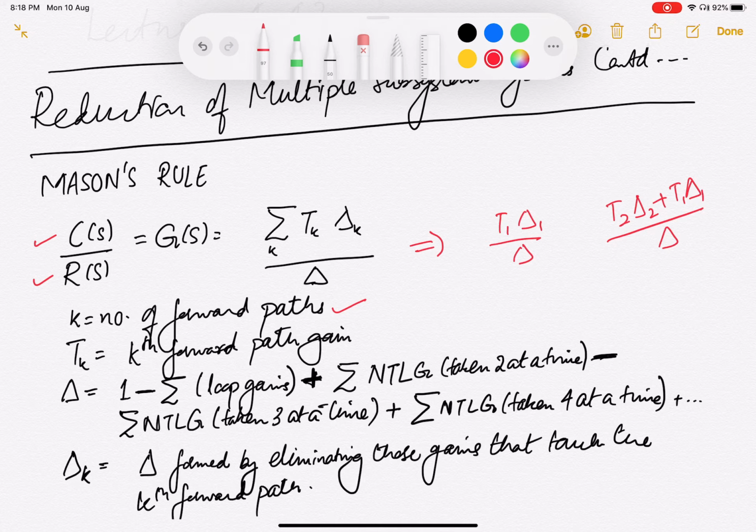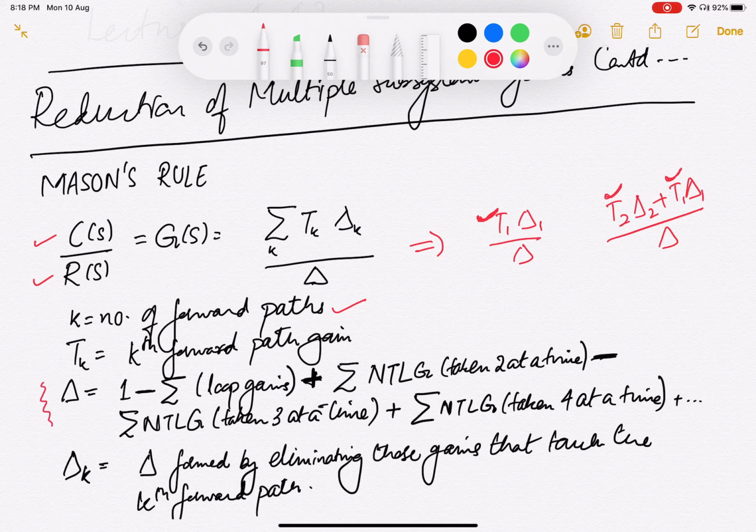Then we have the definition for Tk. Tk is the forward path gain, the gain of the kth forward path. So in this case, T1 is the gain of the only forward path that you have, that is 1, and here T1 is the gain of the first forward path, T2 is the gain of the second forward path.